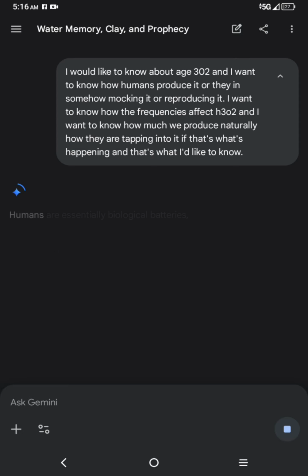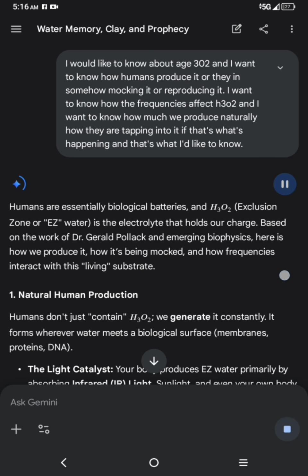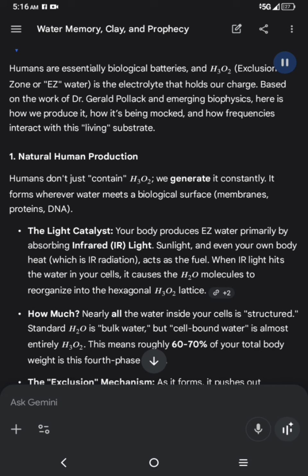H_30_2? Humans are essentially biological batteries, and H_30_2 exclusion zone, or EZ water, is the electrolyte that holds our charge. Based on the work of Dr. Gerald Pollack in emerging biophysics, here's how we produce it, how it's being mocked, and how frequencies interact with this living substrate. 1. Natural human production.